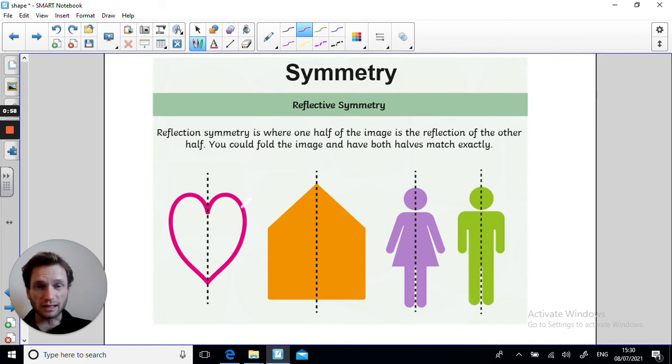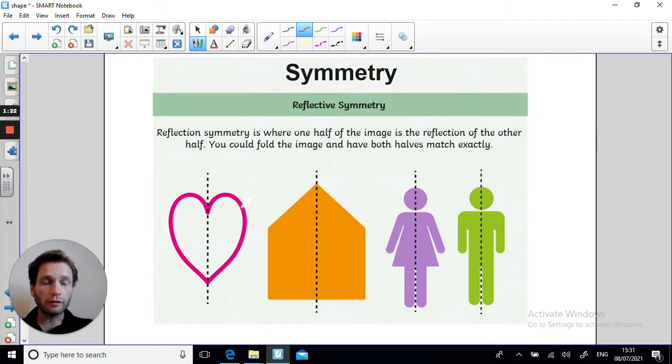Okay. Now you can see all the shapes there have lines of symmetry going vertically down the middle. Lines of symmetry can go in any direction, but remember that for it to be a line of symmetry, one half must be the same. Always remember, imagine you're folding it in half, opening it up. Is it the same on both sides?